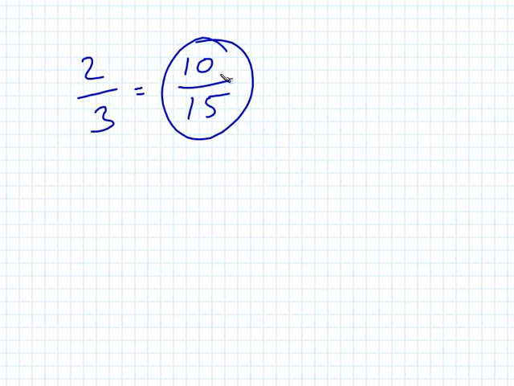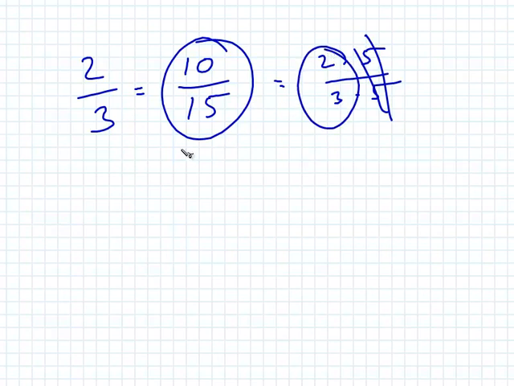Given the fact that I got this by multiplying top and bottom by 5, I think you can see I could go backwards and reduce it by canceling out the 5. So I could write 10 is 2 times 5, 15 is 3 times 5, and the 5's cancel, leaving 2/3. Okay? Of course, we knew that because that's where we got 10/15ths in the first place.